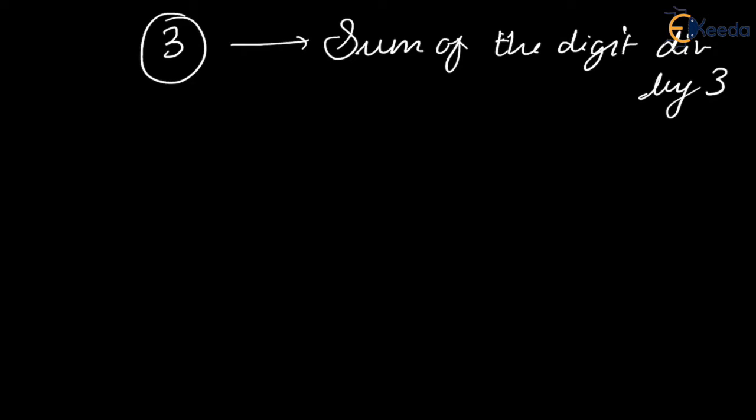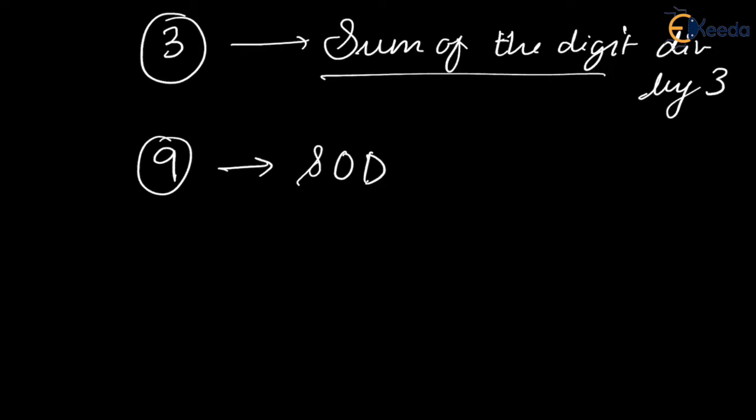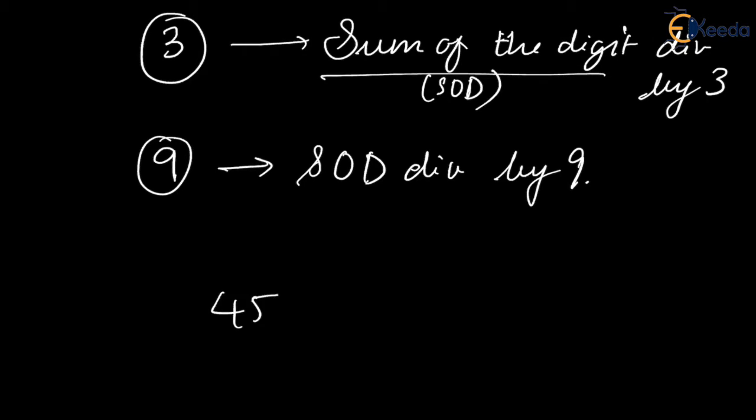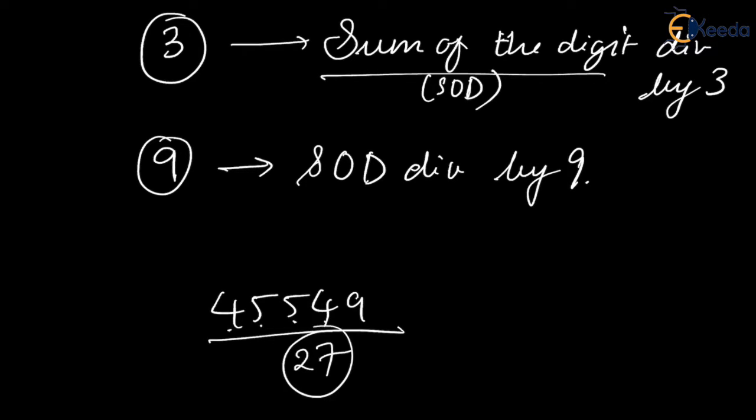Similar to 3 is 9. Exactly similar. Here also the sum of the digits, I am writing this as SOD, sum of the digits, has to be divisible by 9. So if I give you a number, let's say like this, is this number divisible by 9? Check the sum. 4 plus 5 is 9, 4 plus 5 is 9, 9 plus 9 is 18, 18 plus 9 is 27. Is this number divisible by 9? Definitely yes. So for 2, the last digit; for 4, the last two digits; for 8, the last three digits; for 3, the sum of the digits; for 9 also, the sum of the digits.